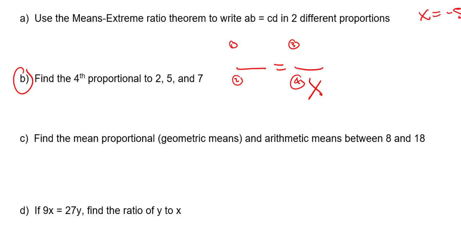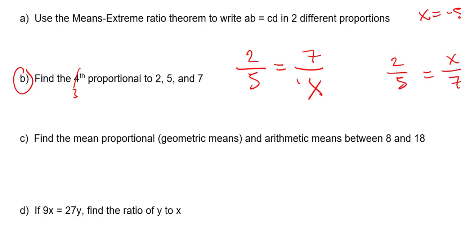Let's get rid of these little numbers here, lest I confuse you all. And this would be 2, then a 5, and then the 7 in this order. If I said find the third proportional, you would do 2, 5, x, 7 like that. Okay, but we're doing this one right here. You would cross multiply and solve for x.